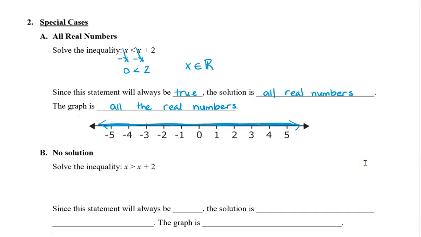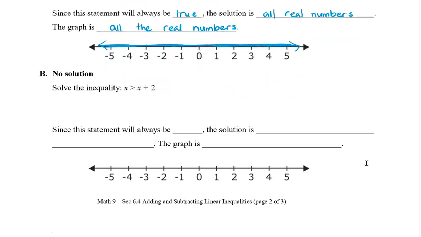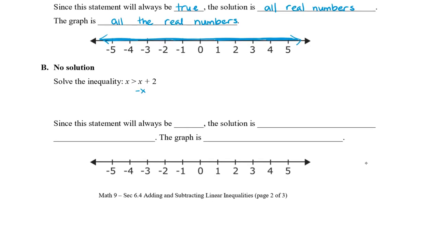The second special case is no solution. So let's take a look at what this means. So this time I'm solving the inequality, x is greater than x plus 2. So again, I'm going to subtract x on both sides. And you'll notice again that the x's cross off. But now I have 0 is greater than 2. Now this statement will always be false because 0 is not greater than 2.